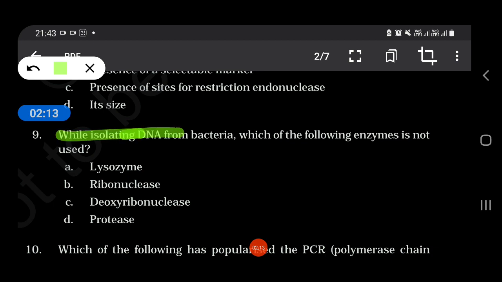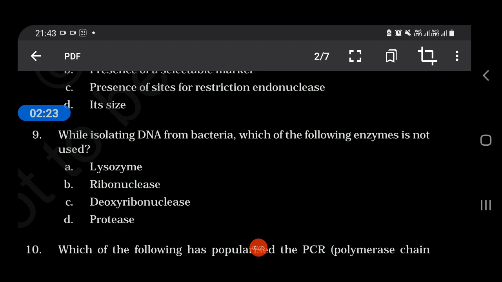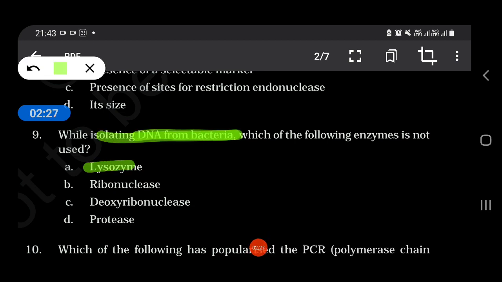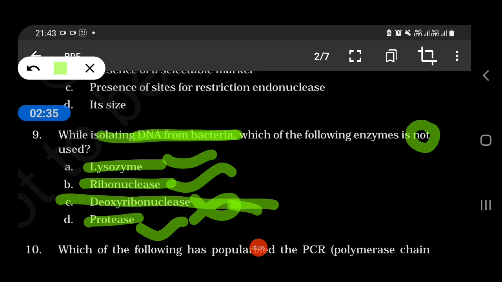While isolating DNA from bacteria, which of the following enzymes is not used? So deoxyribonuclease is not used. Those used during isolating DNA from bacteria are lysozyme, ribonuclease and proteases, but it is not used. So which one is not used? So D is not used.